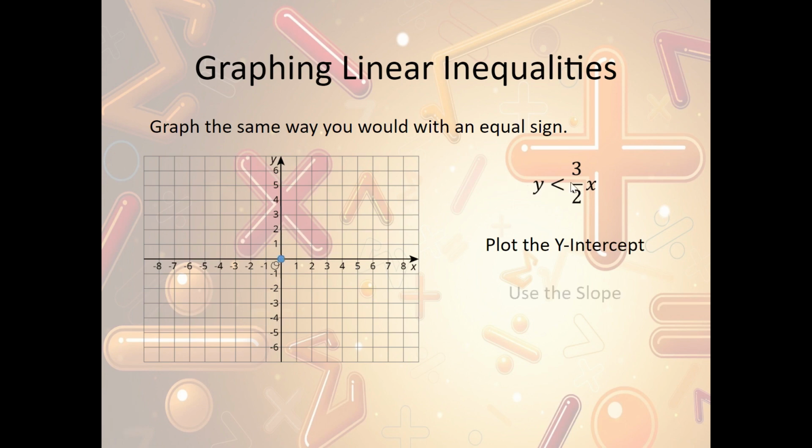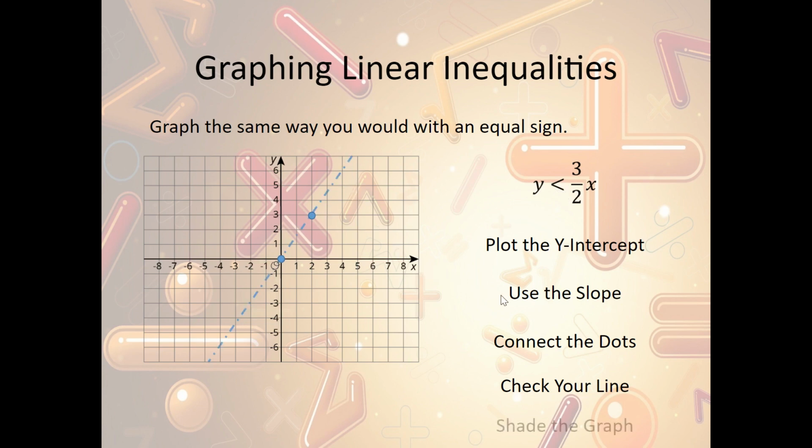And my slope is 3/2, so I'm going to go up 3 to the right 2. So I go up 3 to the right 2, plot my point. And normally, I would just connect the dots. But I need to check to make sure I have the correct line, which in this case, they didn't add anything extra, so I don't either, so it should be a dotted line. So there's my dotted line.